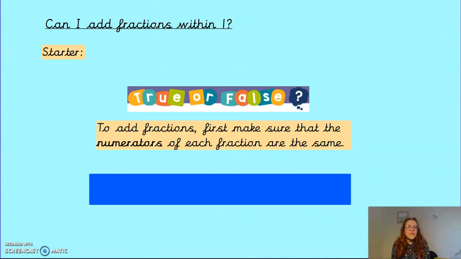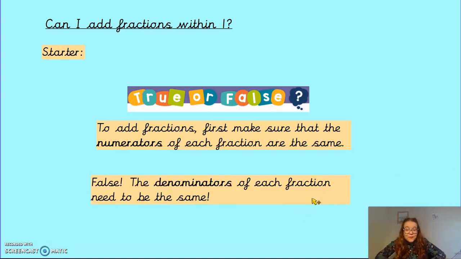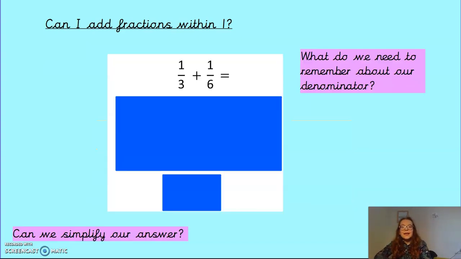Okay, to add fractions, first make sure that the numerators of each fraction are the same. Do we need to make sure our numerators are the same when we are adding fractions? Really think about that. What part of the fraction is a numerator? What do you think, true or false? Let me show you. It is false. It's the denominator that we need to make the same. So the bottom of our fraction, that is what we need to make the same, because that represents how many parts in each whole. Okie dokie.